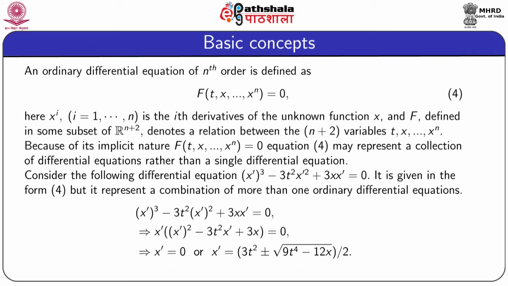We consider the following example: (dx/dt)³ − t²(dx/dt)² + 3x(dx/dt) = 0, which is given in the form 4. We simplify it and get x'(x'² − 3t²x' + 3x) = 0, where x' is dx/dt. If we solve that, we get x' = 0 or x' = (3t² ± √(9t⁴ − 12x))/2.